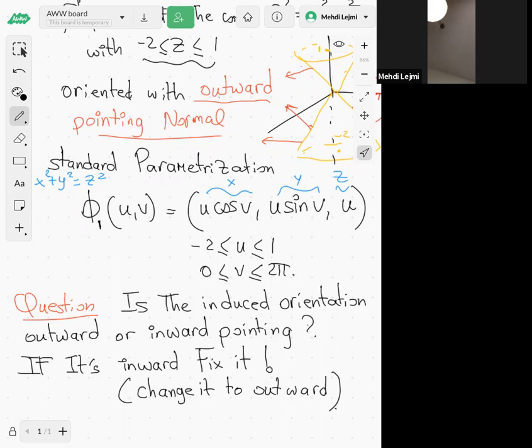All you have to do, guys, is similar to the previous problem. First, you compute your normal vector, which is T_u cross T_v, then pick a point and check if it's outward or inward pointing. If it's inward pointing, then all you have to do is switch the order of the parameters, as I did in the previous example. So let's say you have 3-4 minutes, guys, to think about this.